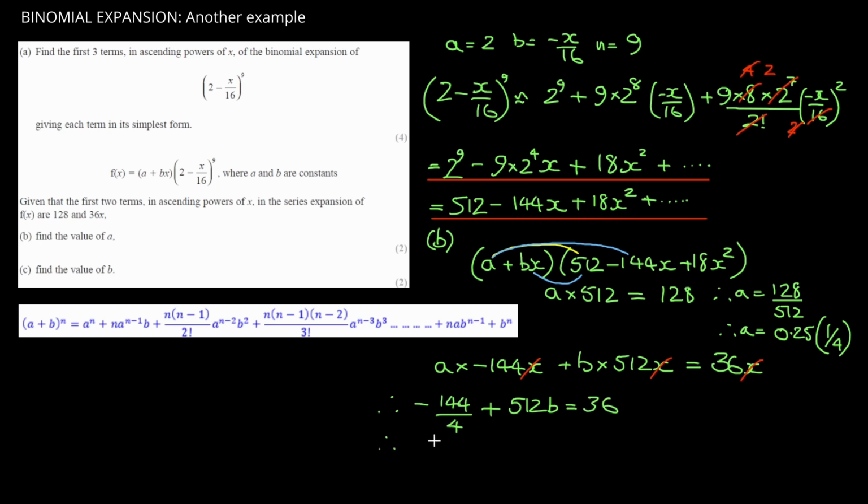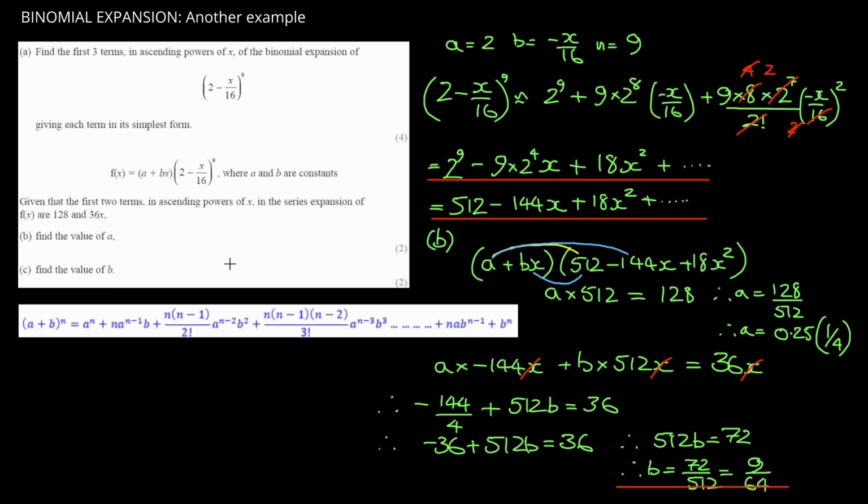144 divided by 4 is itself 36, so this is negative 36 plus 512b equals 36. Therefore, 512b equals, the 36 hops onto the other side as we add 36 to both sides and becomes 72. And therefore, b equals 72 over 512, and that cancels down to 9 over 64. And that is your answer to part B.